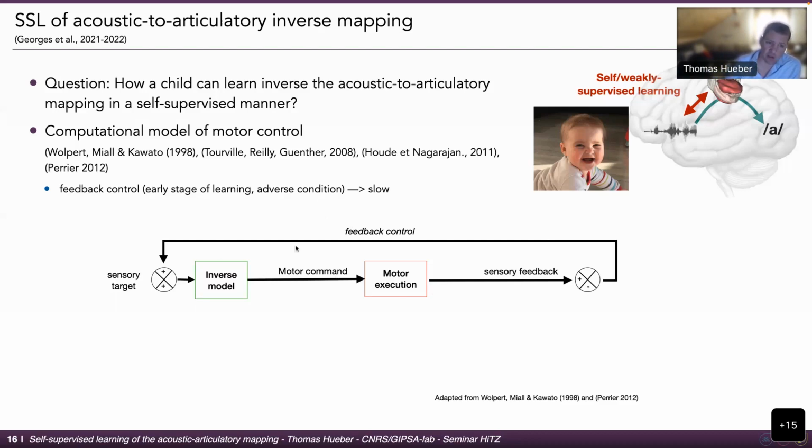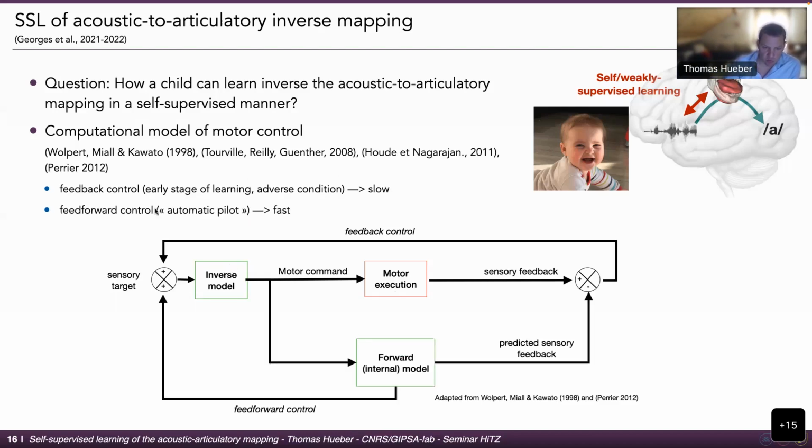It's involved at the early stage of learning, and also when we want to repeat a sound or produce it in adverse conditions. It's also known to be a slow loop. Why is it slow? Because we have to wait until the execution of the motor command to really produce the sound, and based on the production, adjust online our motor command.